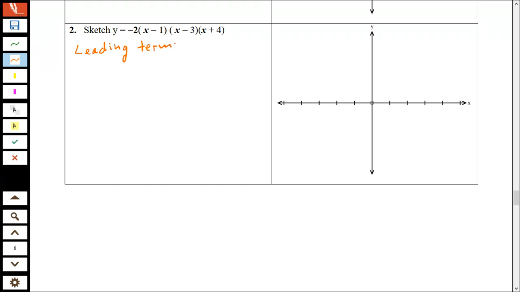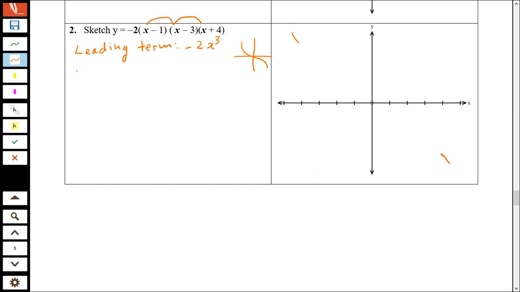Leading term. Okay, well, we can have a -2 there, obviously. And x times x times x is x cubed. So the leading term is -2x cubed. Now, think of the most simple cubic that you can think of with a negative coefficient, and it's this one. Okay, so that means I'm starting here and finishing here.